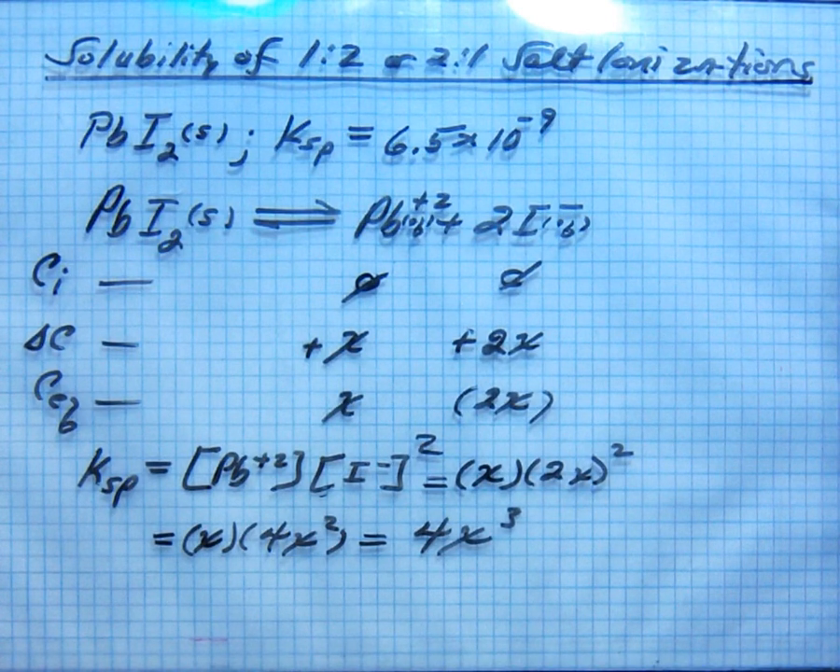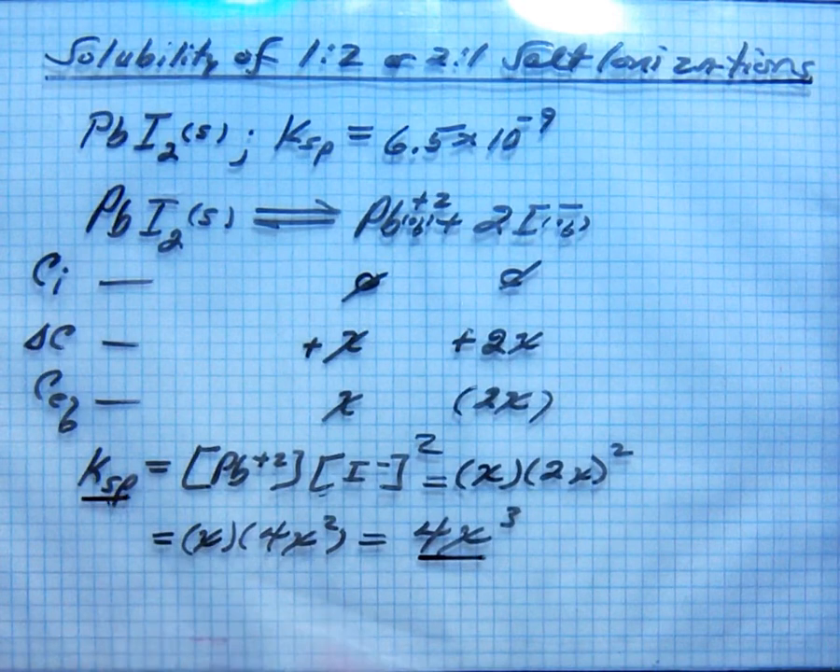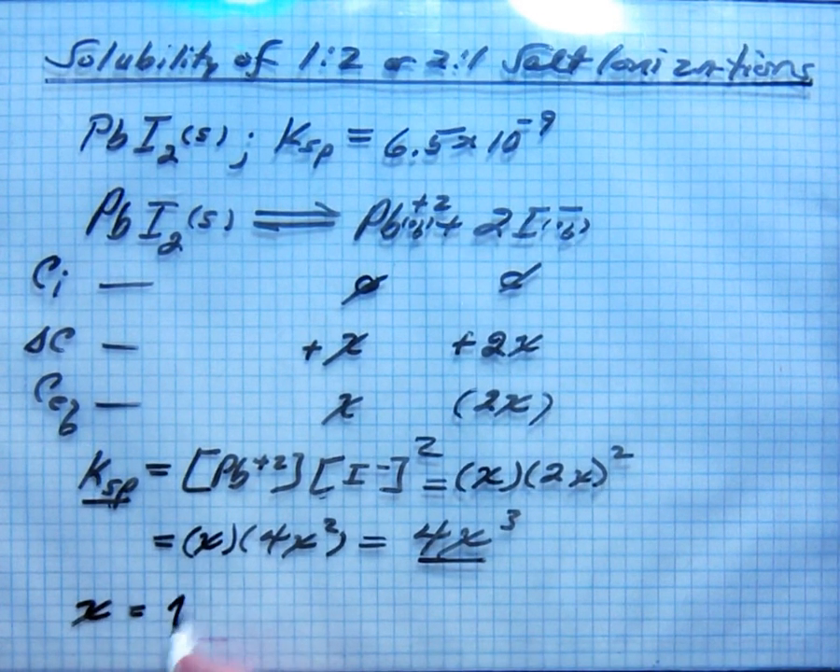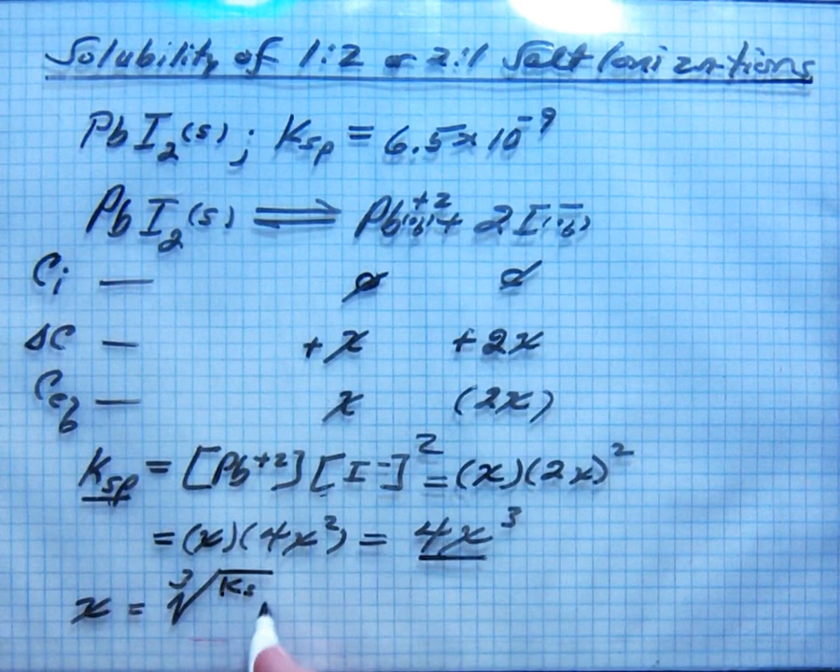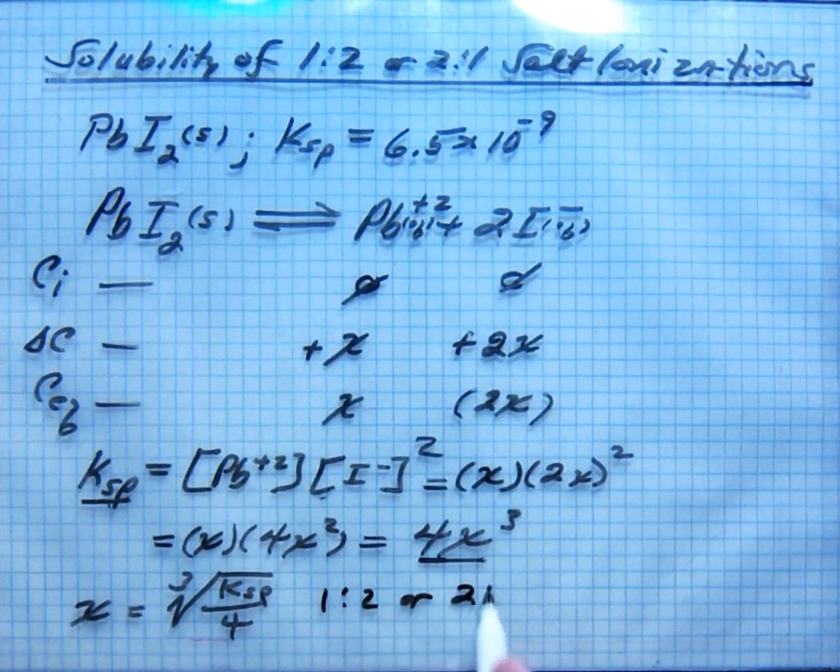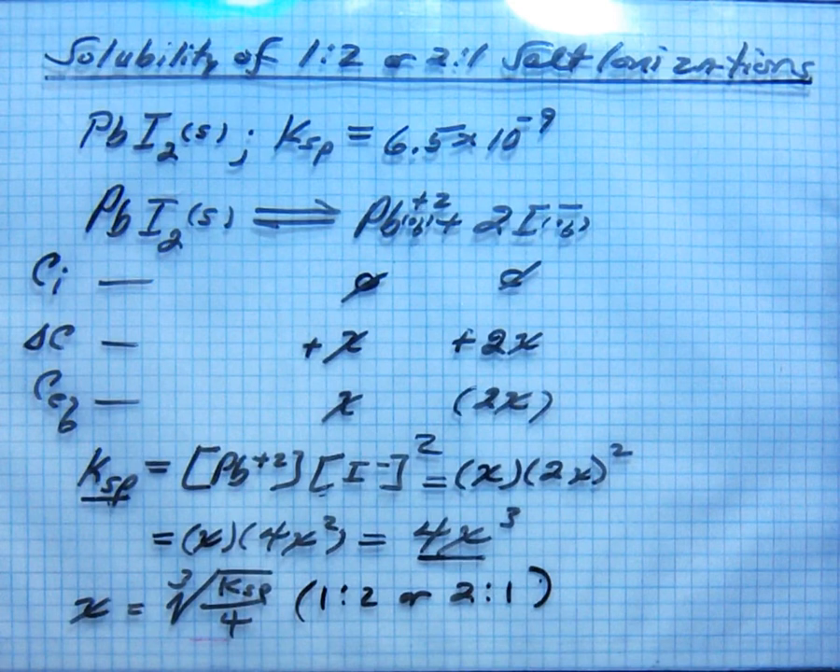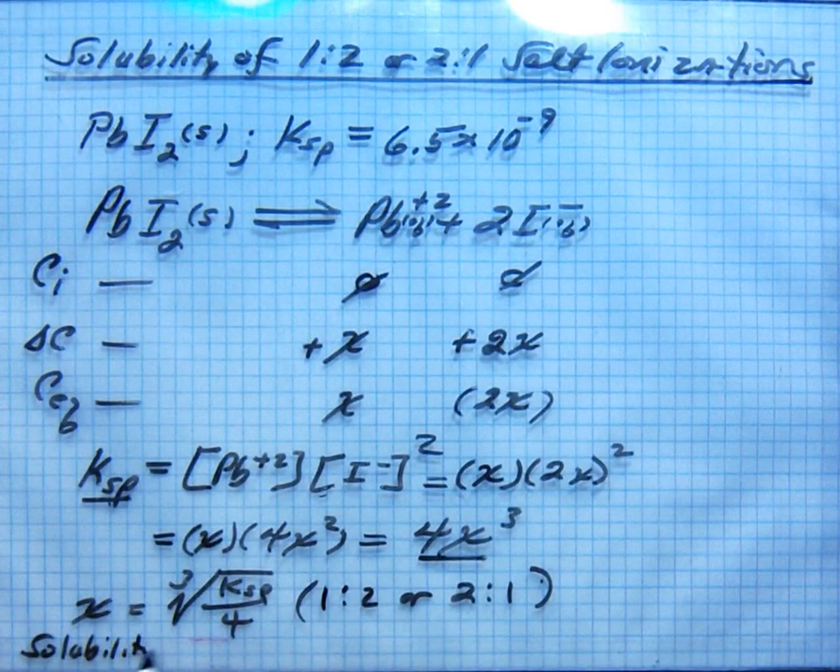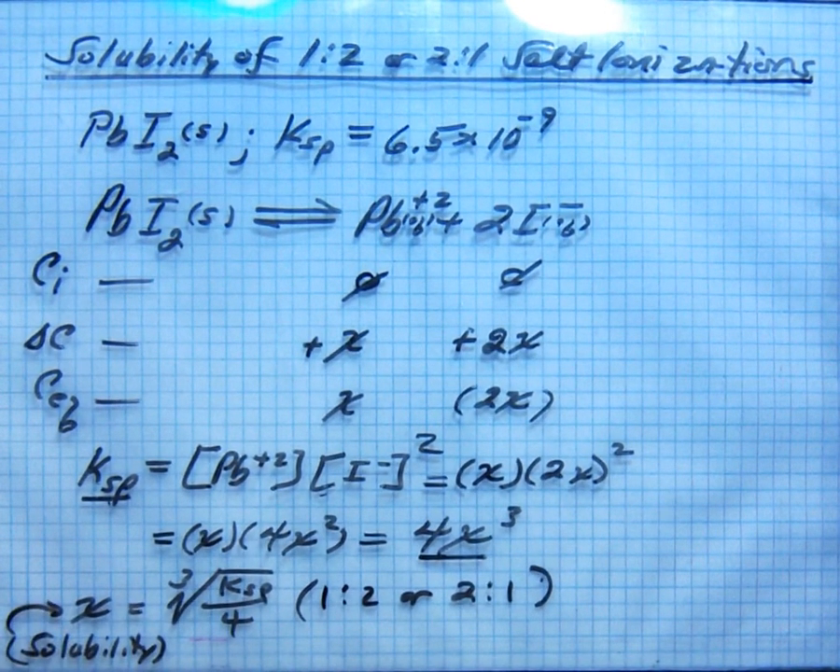A moment ago I said X always defines the solubility of the salt. So solve this expression, 4X cubed against the KSP, and X is equal to what? The cube root of KSP over 4. This is a generalization for 1 to 2 or 2 to 1 ionizations. The solubility X, put an S down there if you want to. Solubility X is the cube root of KSP over 4.